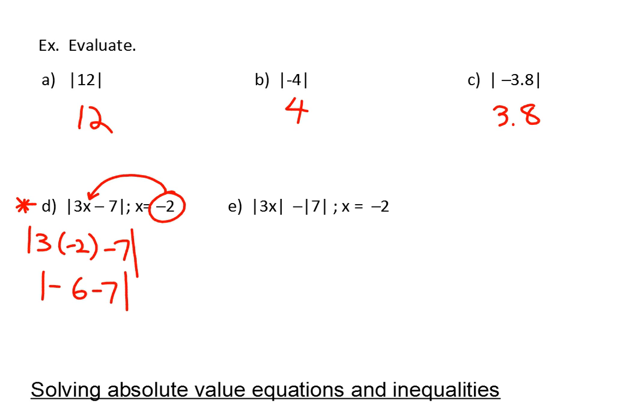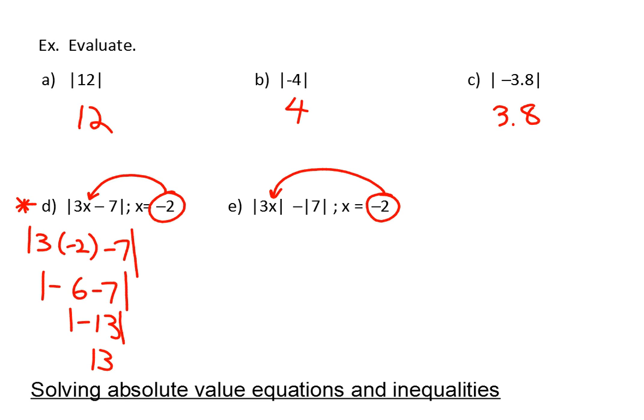Well, again, I cannot take the absolute value of negative 6 and negative 7 at the same time. I have to get this down to a single number. That's the absolute value of negative 13, and that absolute value is just 13, okay? Now, look at this one. This one looks similar to the previous problem in the fact that I have the same expressions, 3x and 7, but notice it's slightly different in how the absolute values are written.